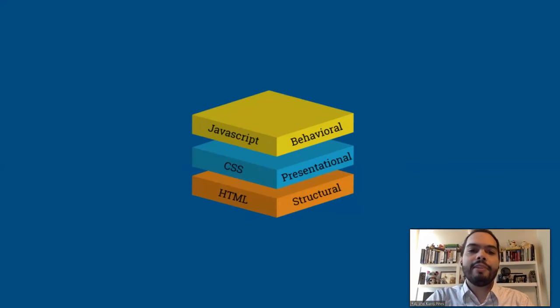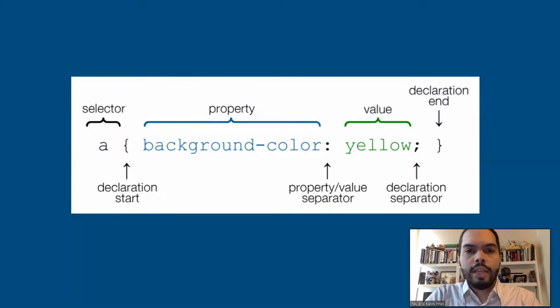CSS 3 arrived in 1999 and it was divided into separate modules. So different features were arriving along the years. For example, CSS animations were only published in 2009 and media queries only in 2012. And here's just an example of the CSS syntax.